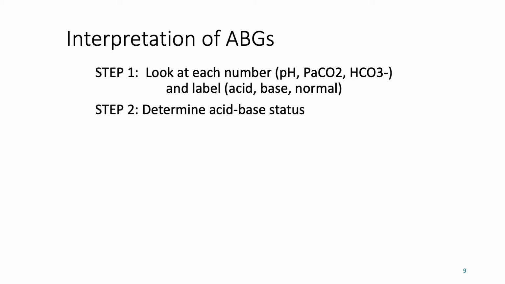Then next, once all the numbers have been labeled, look at the pH specifically. Remember, the pH is the problem. So what is it labeled? If you labeled it acid, then you already know part of your final answer to this ABG. The patient has something acidosis. If you labeled that pH base, you know that we have something alkalosis. Whether the pH is alkaline or acidotic, that tells us whether the entire ABG is alkaline or acidotic.